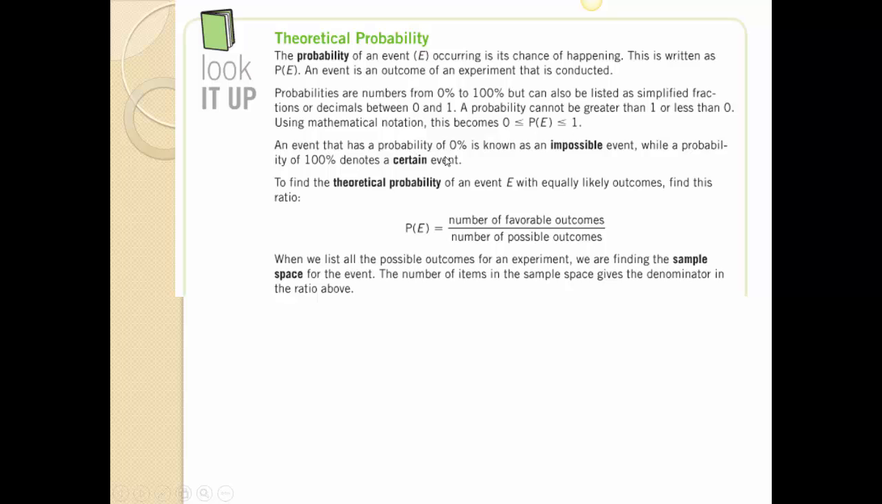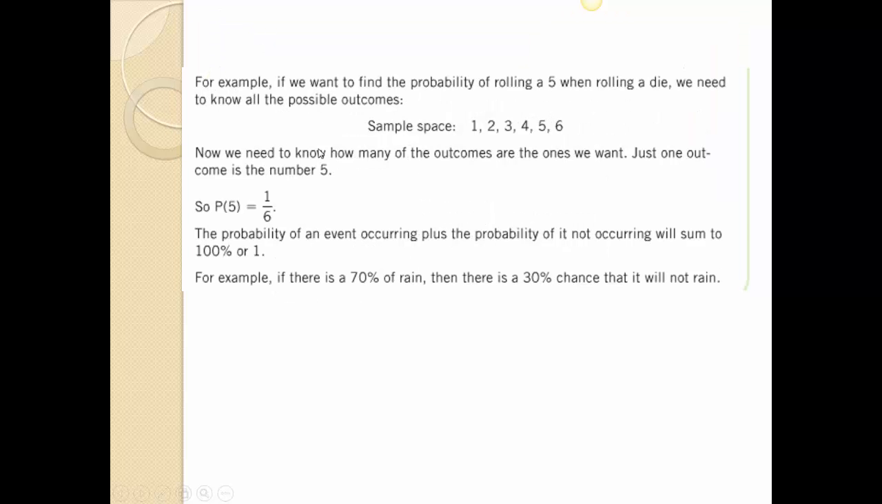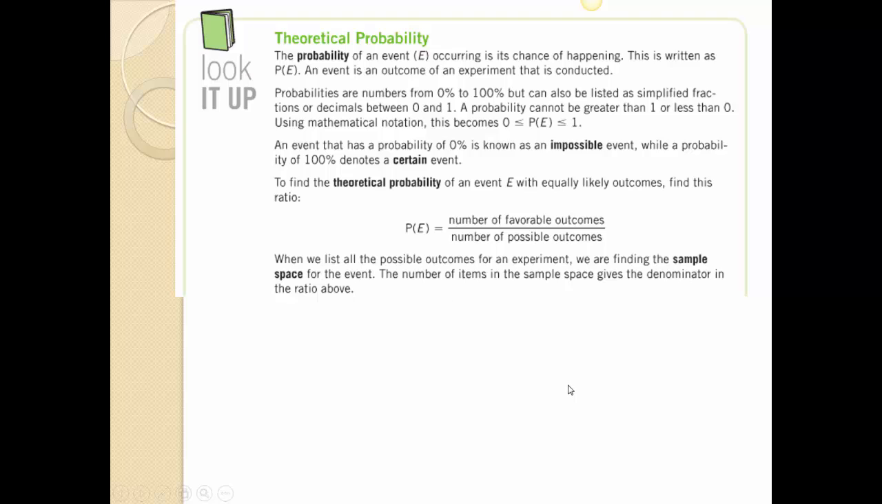An event that has a probability of 0 or 0% is known as impossible. For instance, when I roll a die, what's the probability that I get a 7? It's 0, so that's impossible. While a probability of 100% represents a certain or sure event. So again, rolling the die, what's the probability I get a number less than 7? It's going to be 1 or 100%, so that's a certain or sure event.